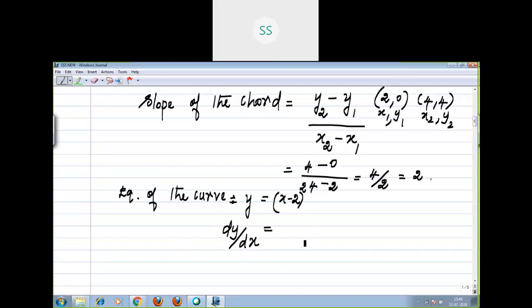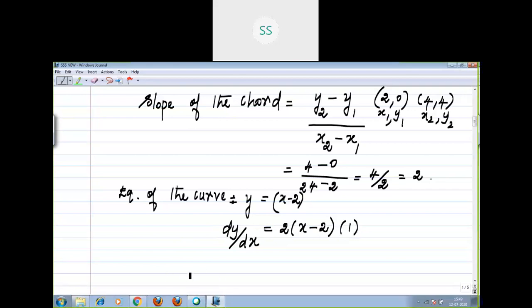I told you to apply the derivative of x power n. So, 2 into (x minus 2). When you differentiate x minus 2, x gives 1 and minus 2 gives 0, that is 1 minus 0. Directly I wrote 1. Now you are going to equate.